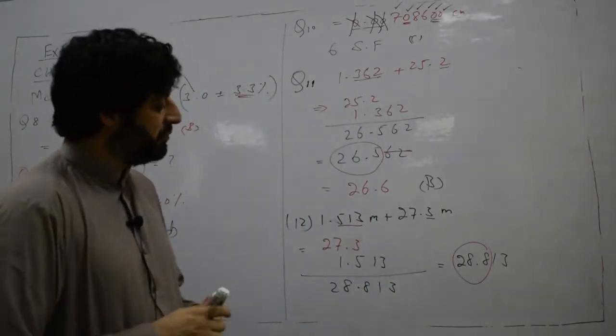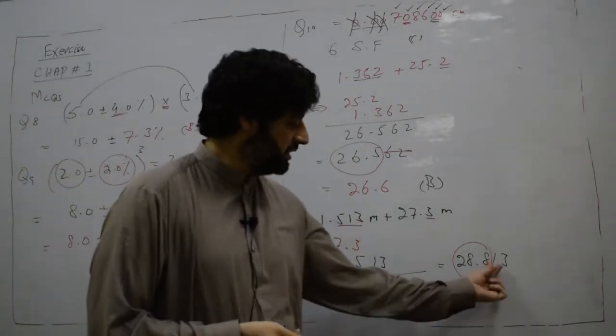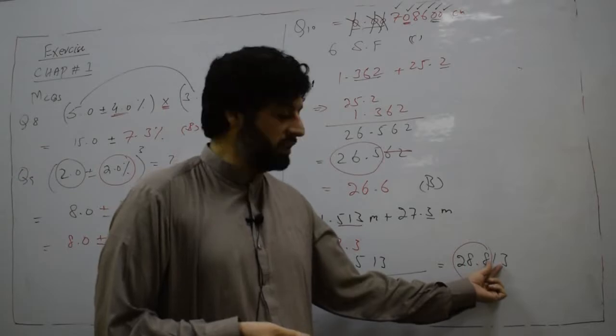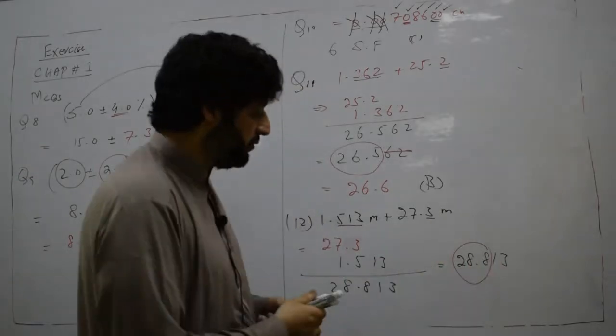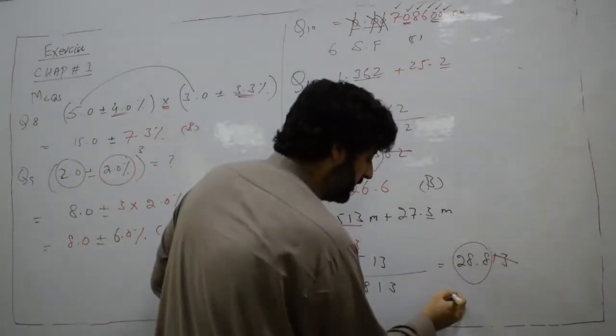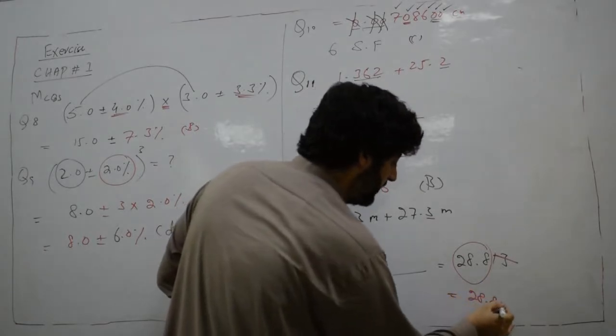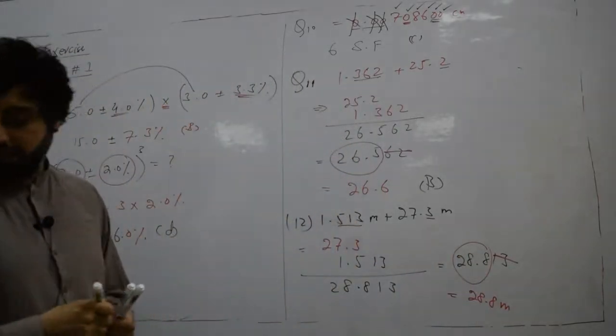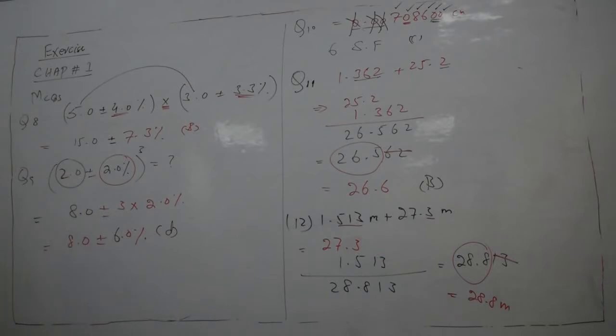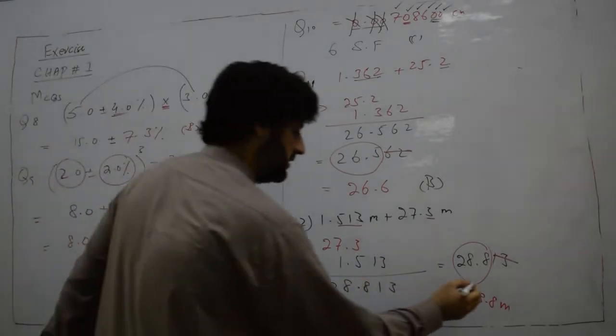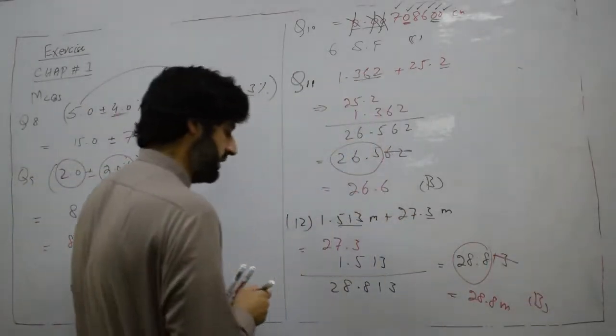So the answer is correct up to here. It means that the last digit is 1. If the last digit is 1 and 1 is less than 5, remove it. So the answer will be 28.8 meter. That is the correct answer. Option B is the correct answer.